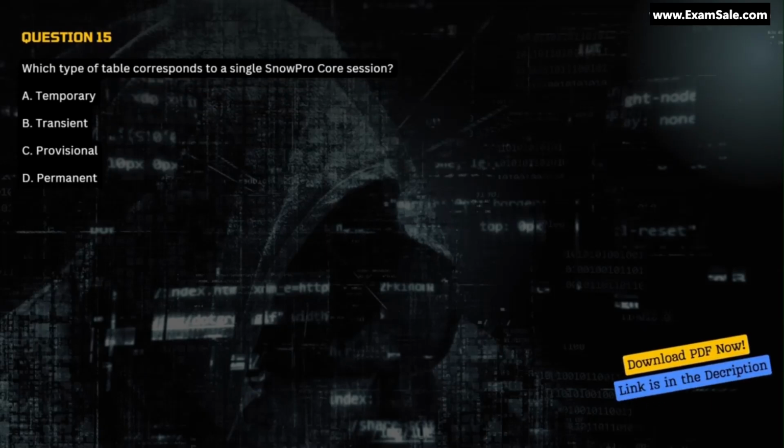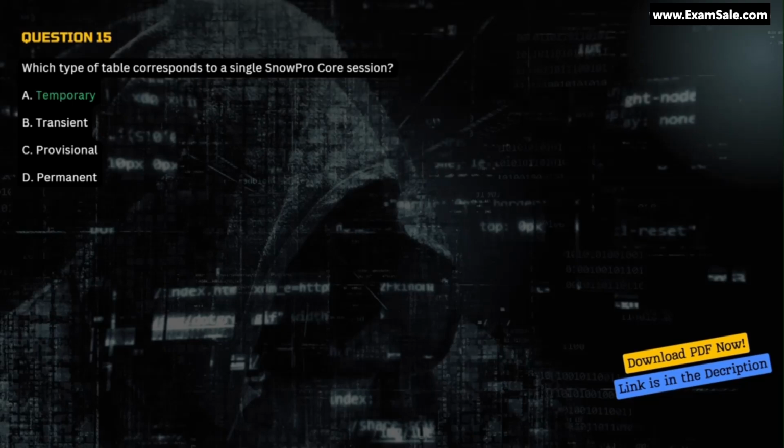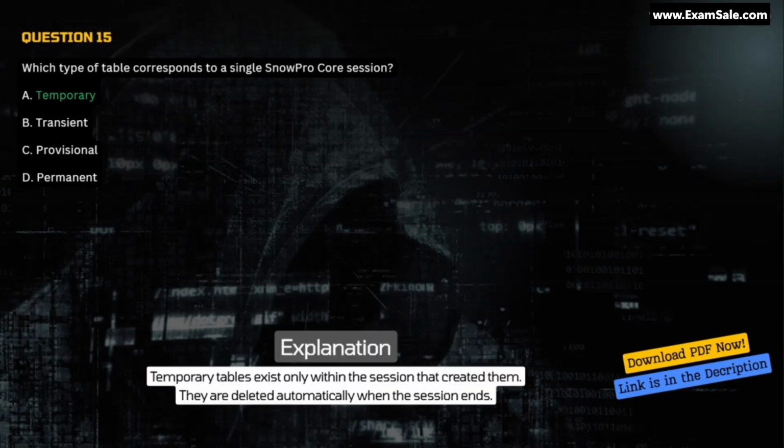Question 15. Which type of table corresponds to a single Snowflake session? A. Temporary. B. Transient. C. Provisional. D. Permanent. Correct answer A. Temporary. Explanation. Temporary tables exist only within the session that created them. They are deleted automatically when the session ends.